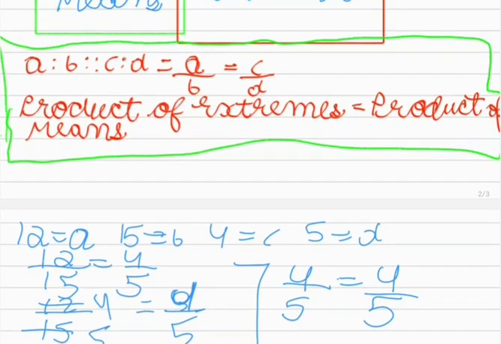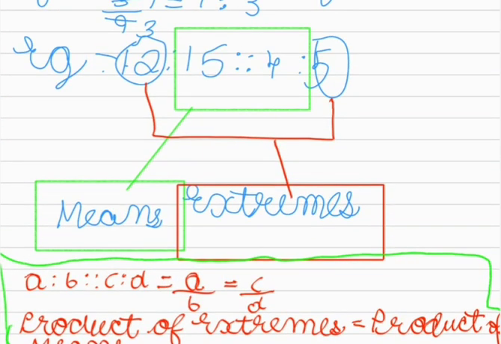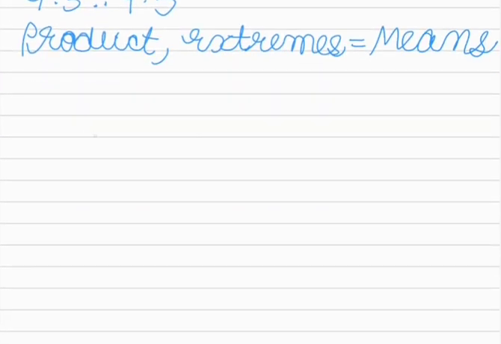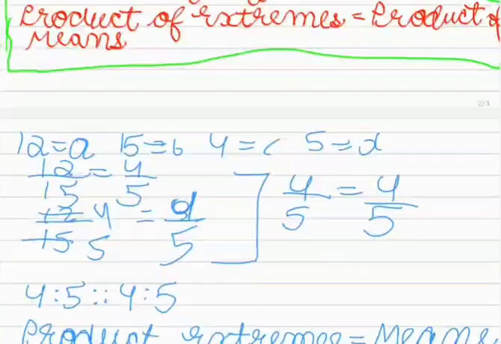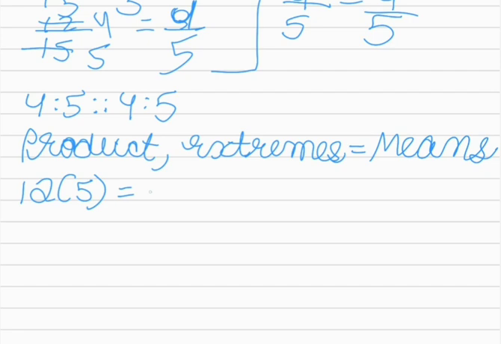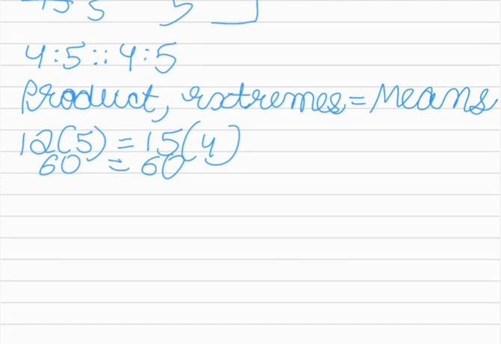So the extremes are 12 and 5. 12 into 5 is equal to 15 into 4. So see, 12 fives are 60 and 15 fours are 60. So these both ratios are equal, and these can be compared by a proportion.